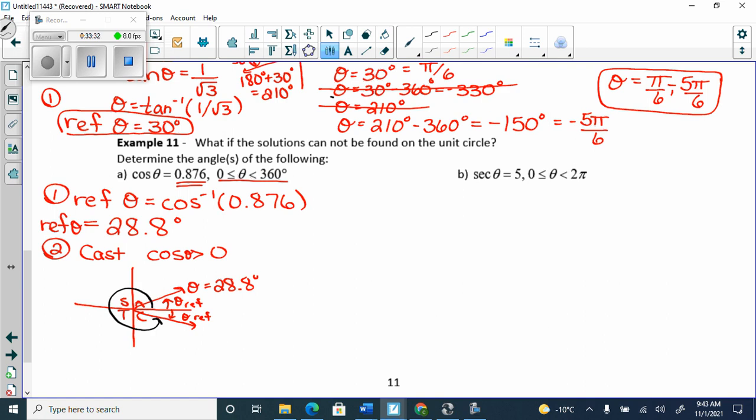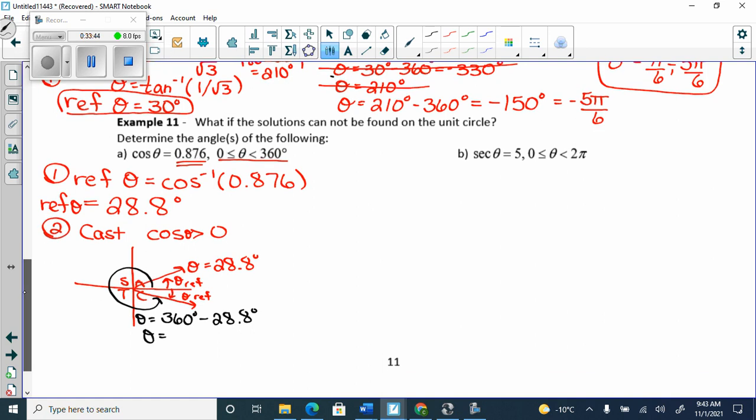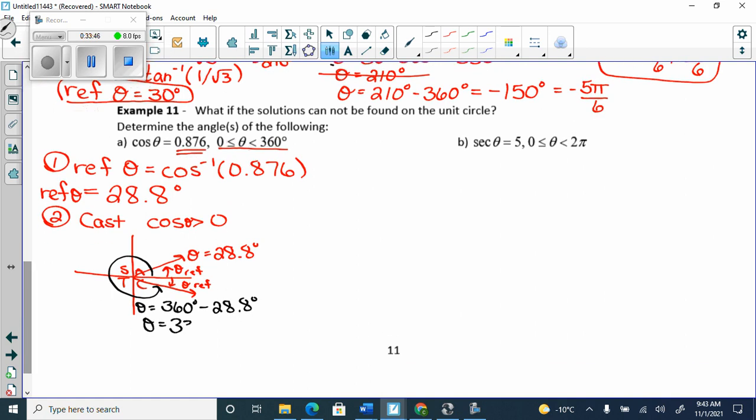We want to get to here. So it's going to be 360 degrees minus 28.8 degrees. And what do I get? $330. It should be, because 0.2 will get you to 9, then get you to 30.